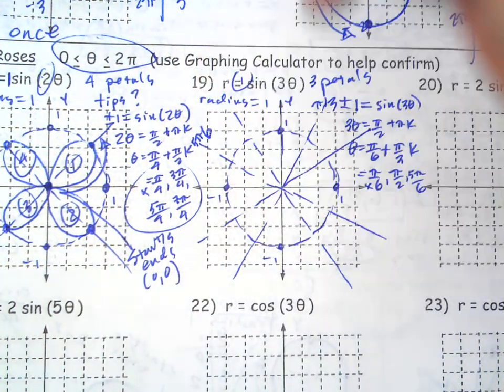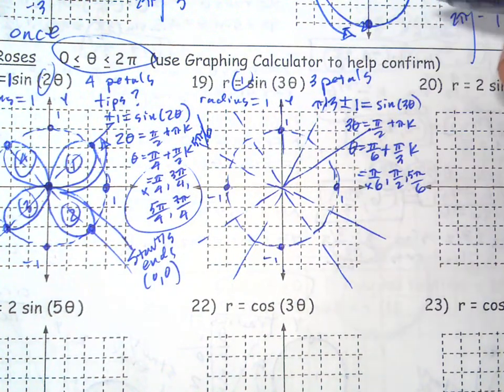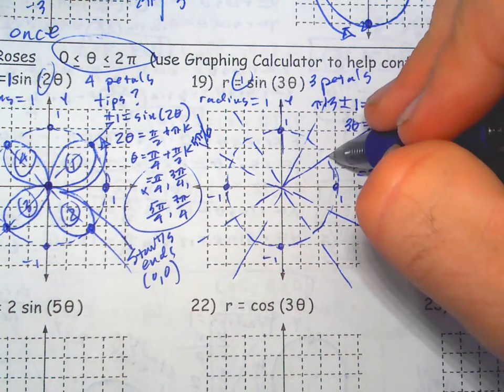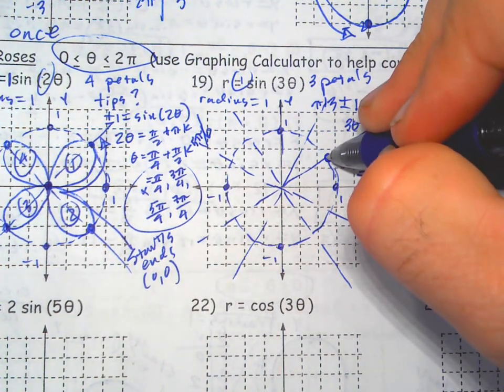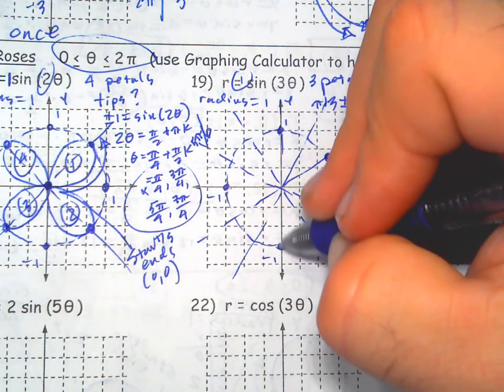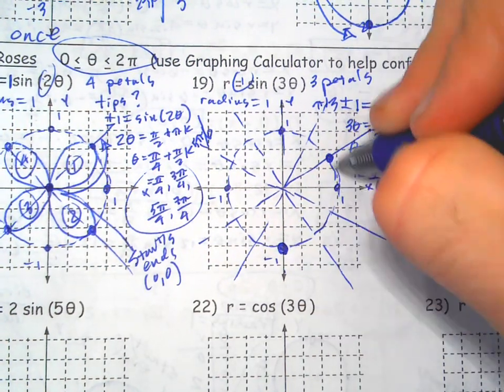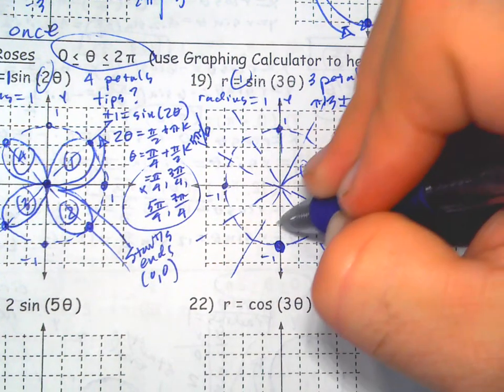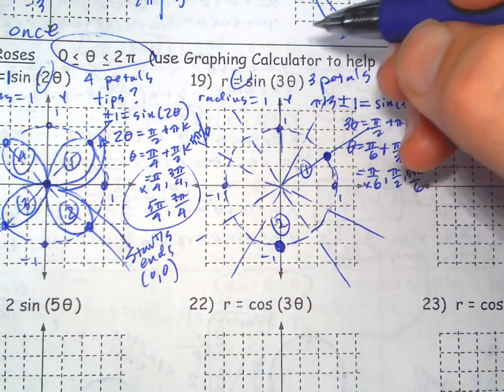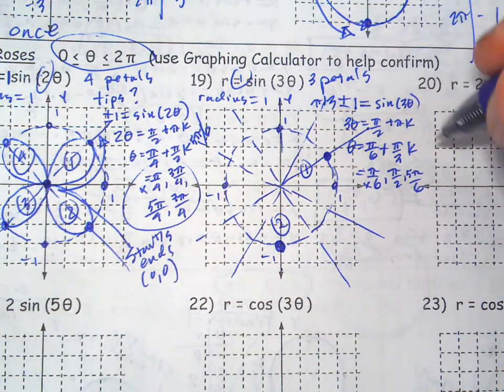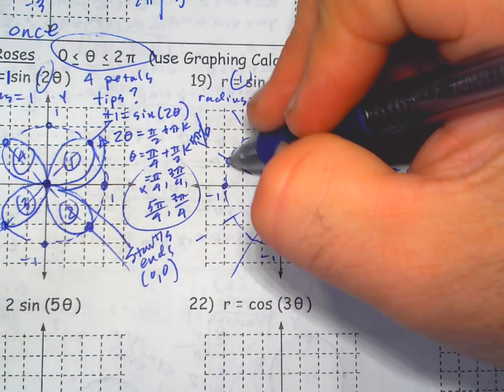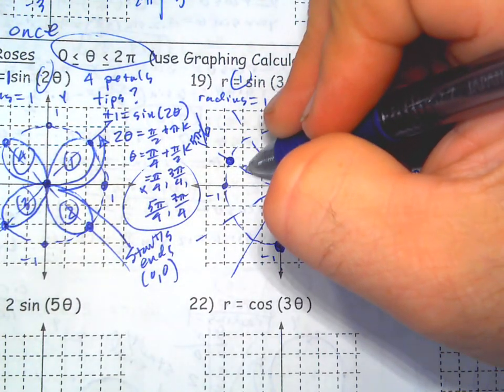So the first tip is at pi over 6. It's right here. It's positive. And the next one's at pi over 2, but it's negative. So it ends up down here. So here's your first petal. This is going to be your second petal. And then your third petal is going to be at 5 pi over 6, which is going to be positive 1 again. So this is going to be your third petal. So it goes like this.